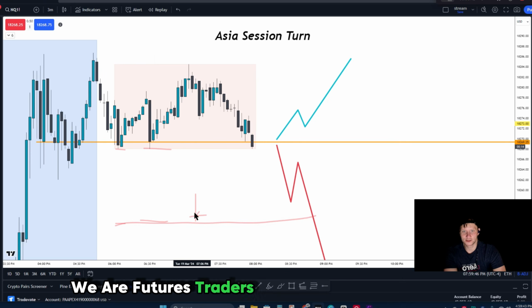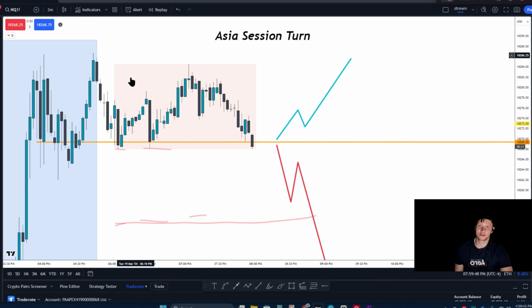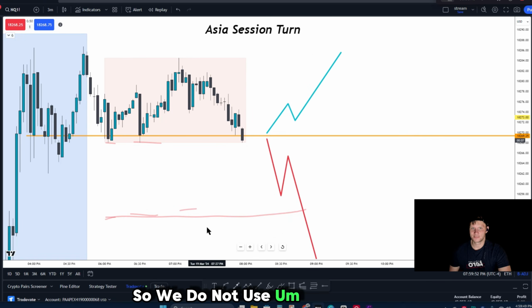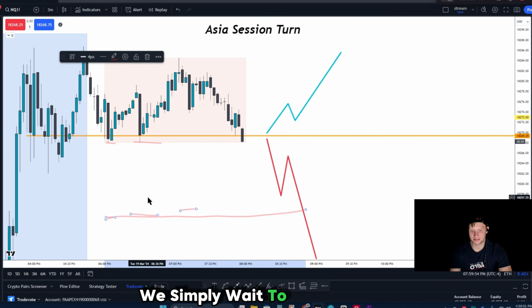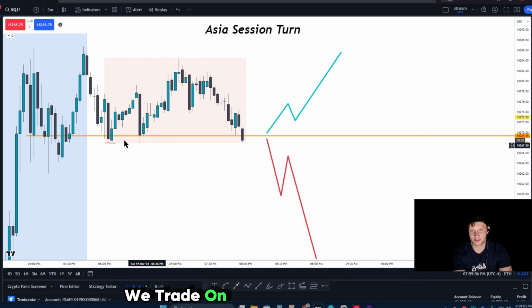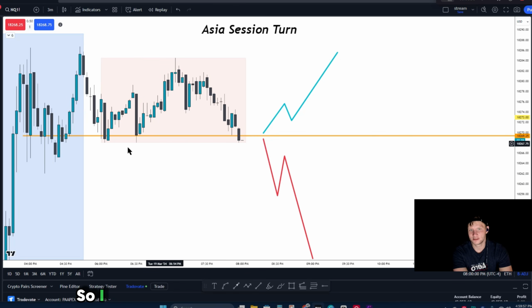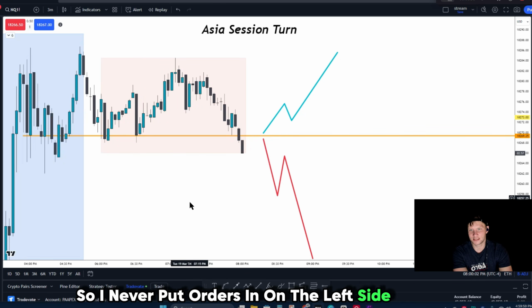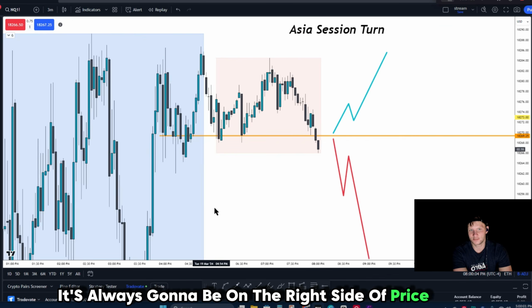We are futures traders though. We are not Forex traders. So we do not use limit orders. We simply wait to see a reaction. We trade on the right side of price. We don't trade on the left side. So I never put orders in on the left side of price. It's always going to be on the right side of price.